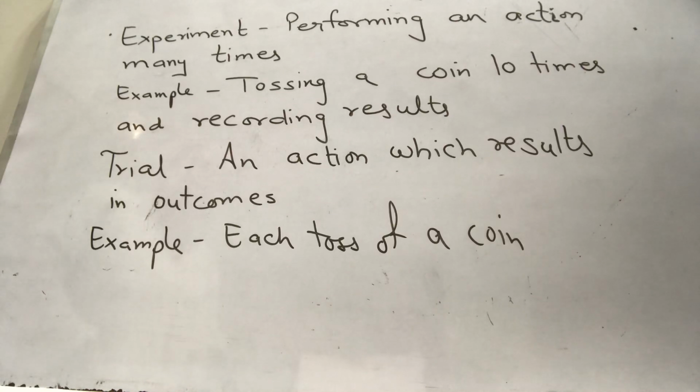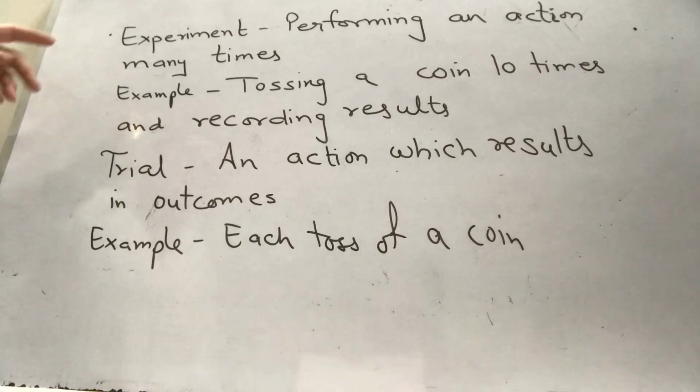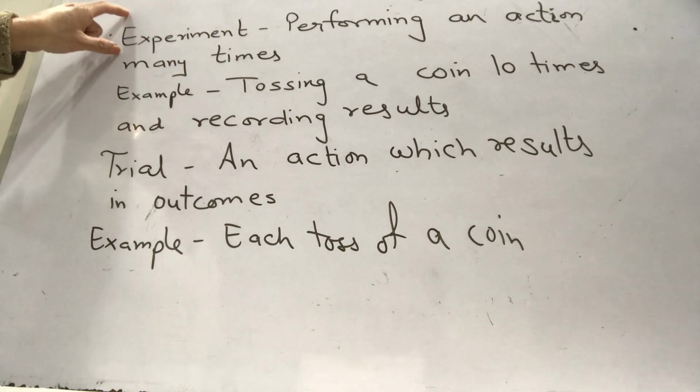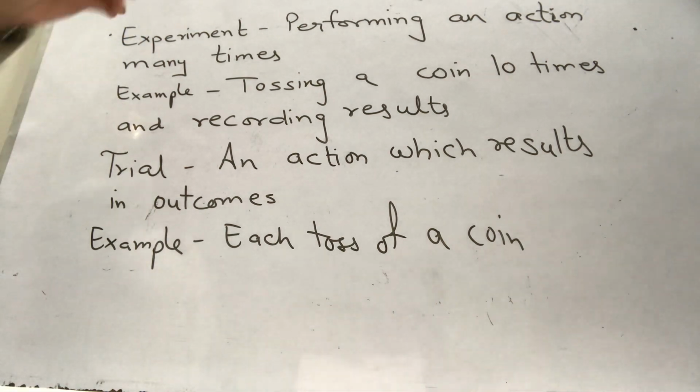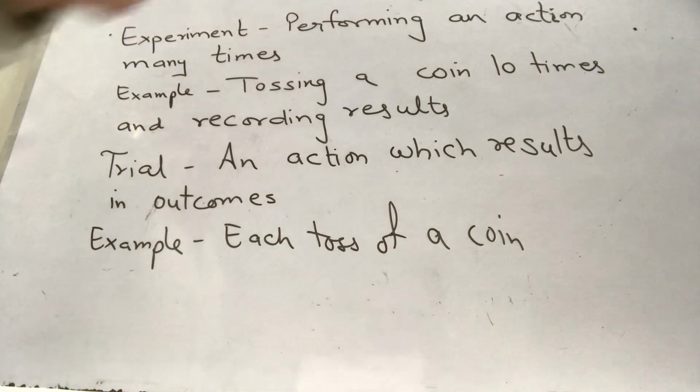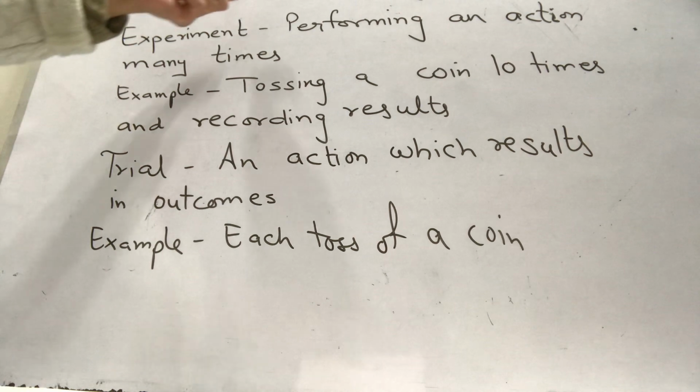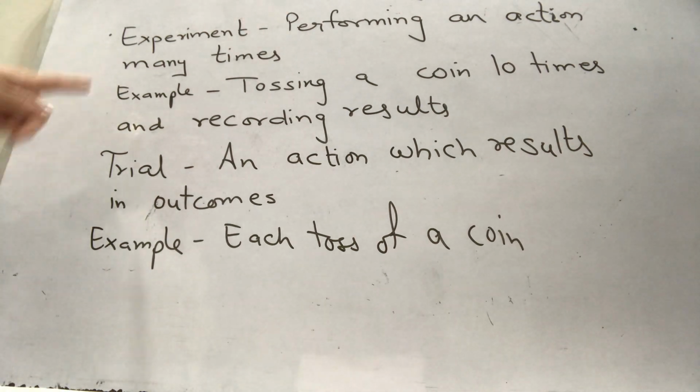We will learn about probability. Now, you will see the word experiment when we are talking about probability. Probability is when there is uncertainty. So, when we measure uncertainty, we find probability.